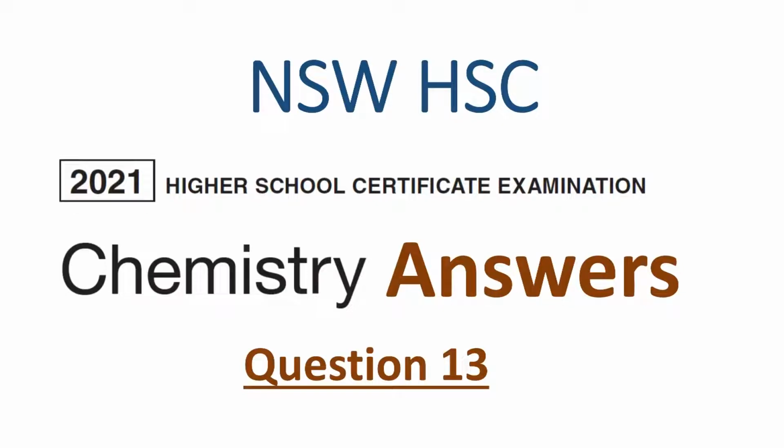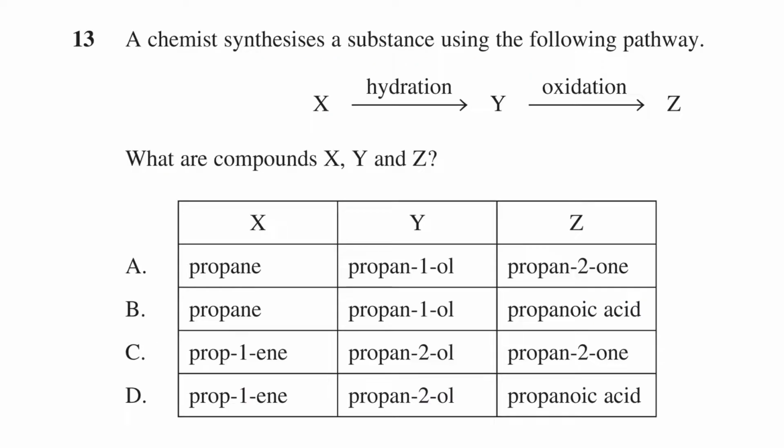In this video, we'll go over the answer to question 13 of the 2021 New South Wales HSC Chemistry Exam. The question states, a chemist synthesizes a substance using the following pathway. Then we see a process shown in an equation-like fashion. X undergoes hydration to form Y, which undergoes oxidation to form Z. The question then asks, what are compounds X, Y, and Z?